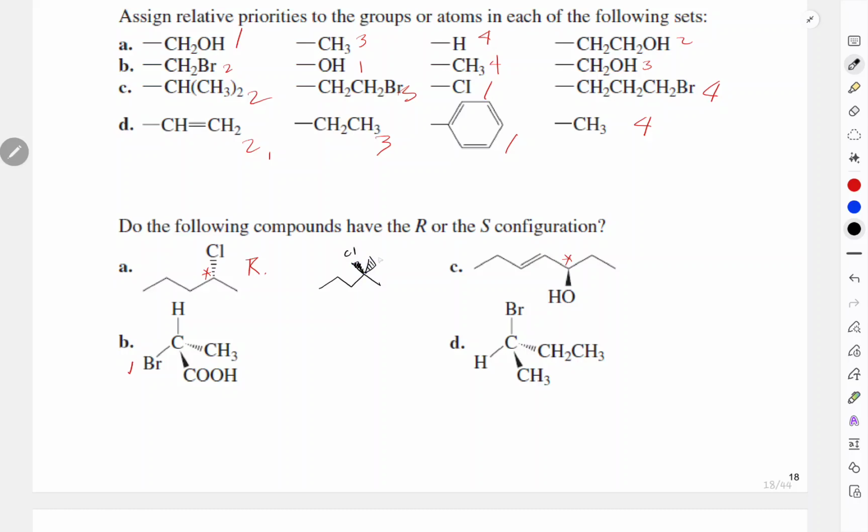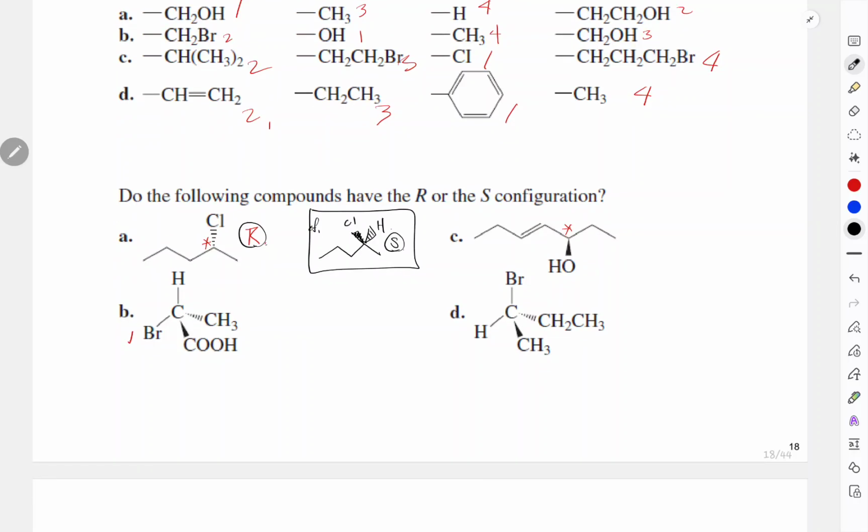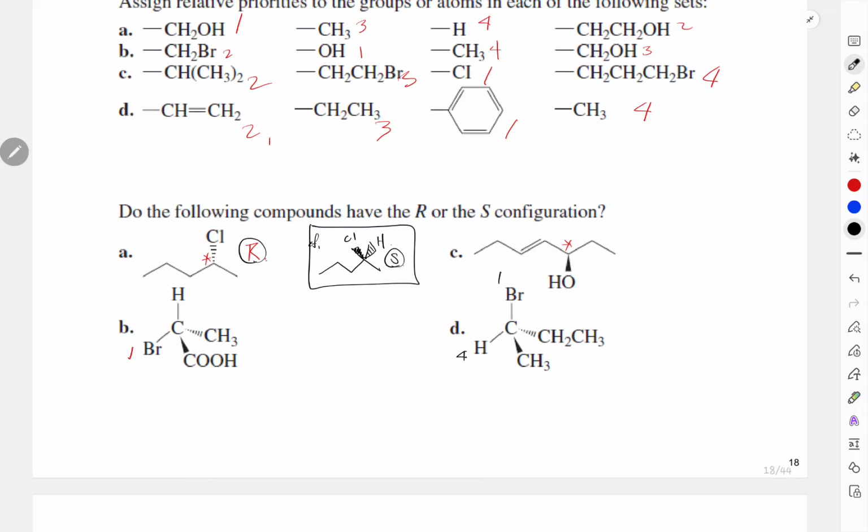So then you can decide the directionality in this triangle. If you have top priority here, second priority there, third priority here, and you make a counterclockwise rotation, that means this asymmetric center has to be S. Automatically, then the original one has to be R. The original structure, the configuration on the left-hand side, you can answer R. That's one trick you can apply.